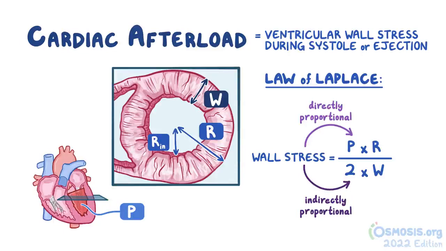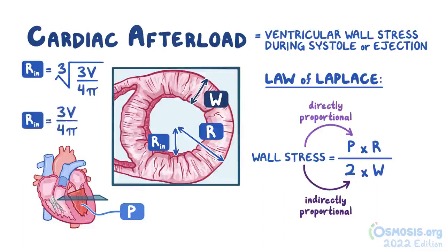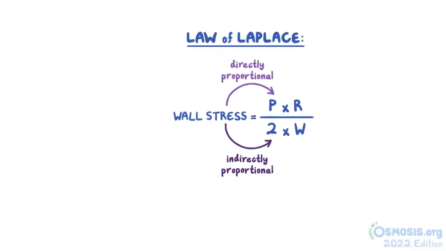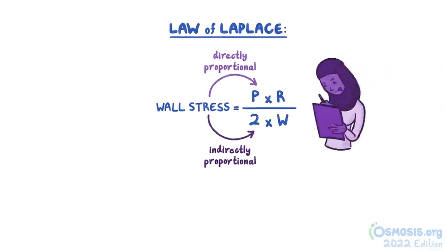And if you thought we were done with math, hold your horses. There's one more formula we need to calculate, the inner radius, which is RIN equals the cube root of 3 times V over 4 times pi, where V is the volume of the left ventricle, or RIN equals 3 times V over 4 times pi to the power of 1 over 3. And then we can add wall thickness to the inner radius to determine the left ventricular end diastolic radius, or R. Now it's important to note that this formula isn't used in clinical practice.